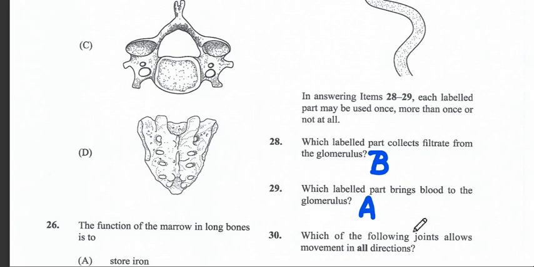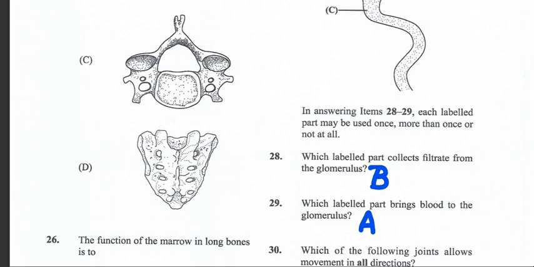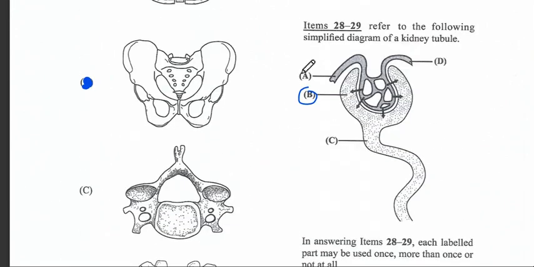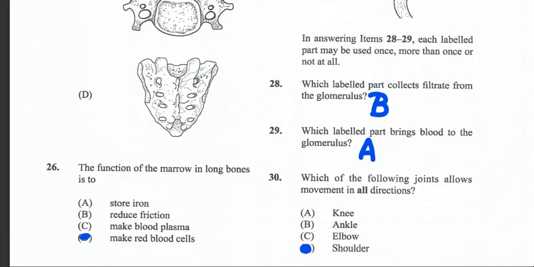It says, which of the labeled parts bring the blood to the glomerulus? So one collects and one brings. So this one would bring and this one would collect. Alright. So the answer here for number 29 would be A.